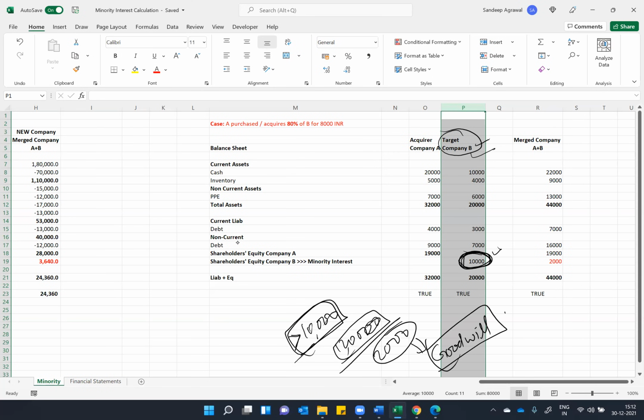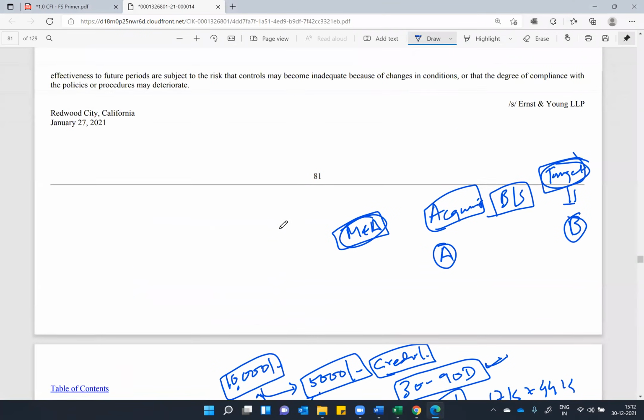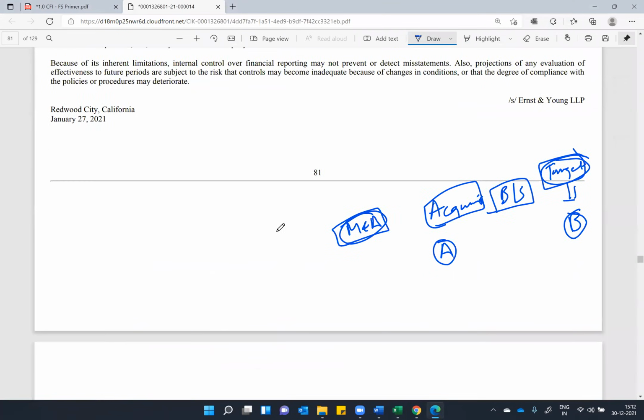goodwill in company A's balance sheet, right? So that's the definition of goodwill.